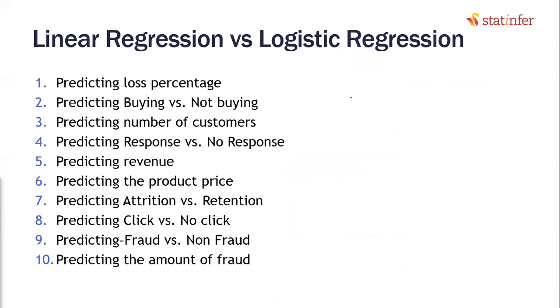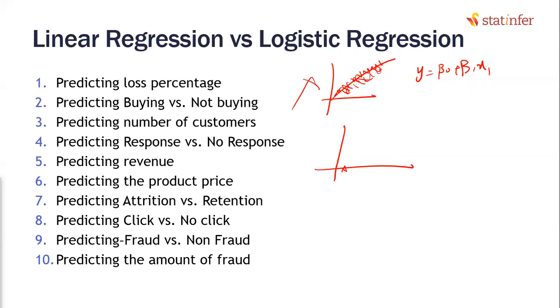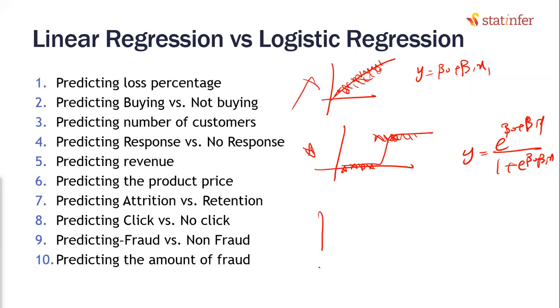Question number two is sometimes the data is neither a straight line that your linear regression works on, nor is the data like this. The data is neither like this. It's not even like this, where I can simply build y equal to e power beta naught plus beta 1x divided by 1 plus e power beta naught plus beta 1x. This is also not my data. My data is like this actually.